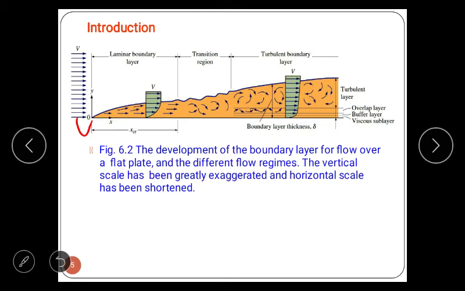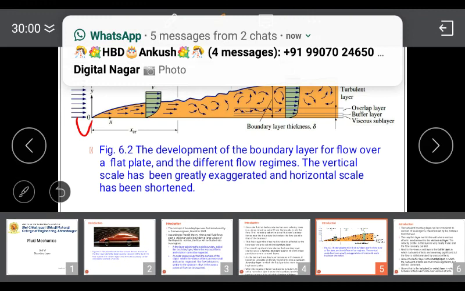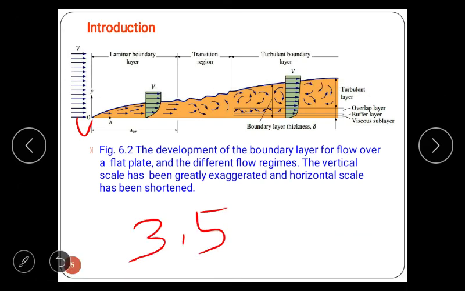3.5 into 10 raised to 5 for fluid flowing over a plate. This is for laminar flow of fluid flowing over a plate. And for turbulent flow, this value is 4 into 10 raised to 6. In between, the first region is the laminar boundary layer, in which the fluid has some velocity and the lines of fluid are parallel to each other.